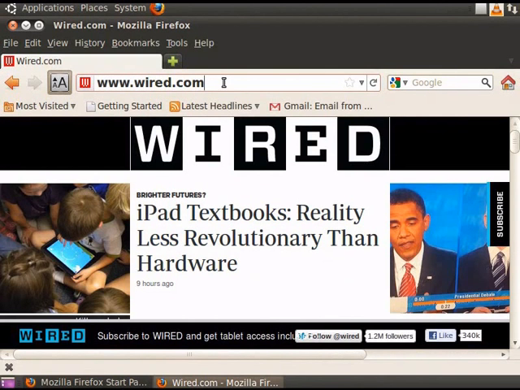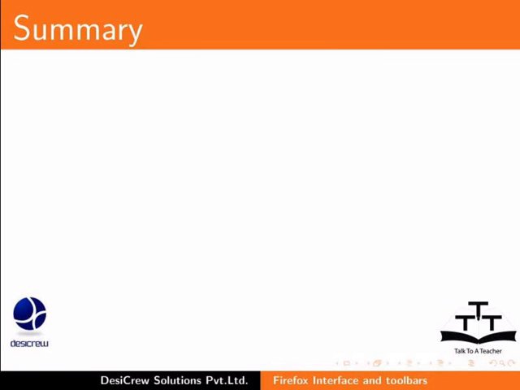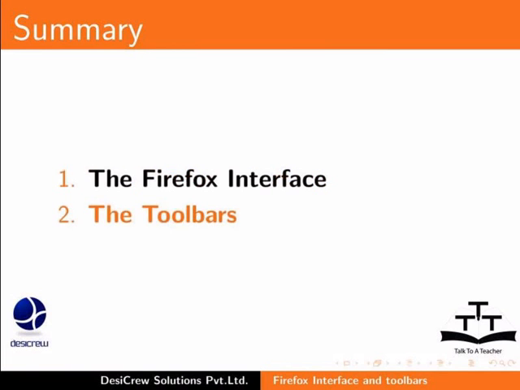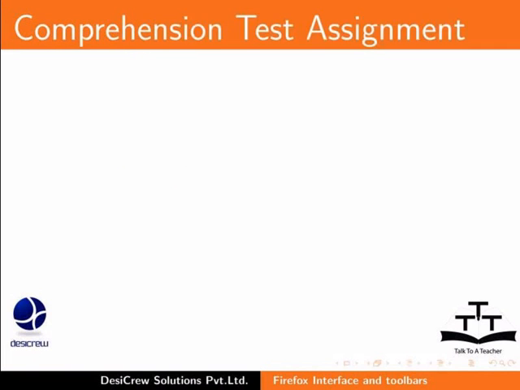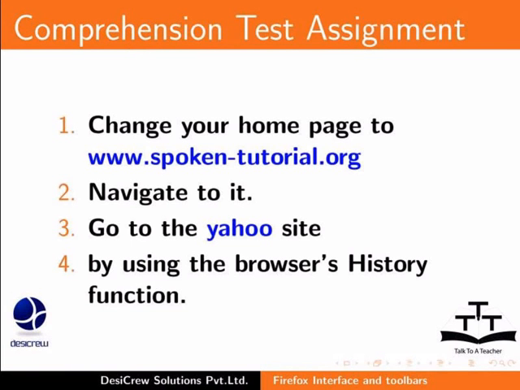This brings us to the end of this tutorial. In this tutorial, we learnt about the Firefox interface, the toolbars. Try this comprehension assignment. Change your home page to www.spoken-tutorial.org and navigate to it. Then, go to the Yahoo website by using the browser's history function.